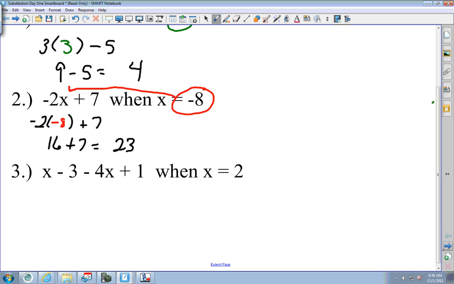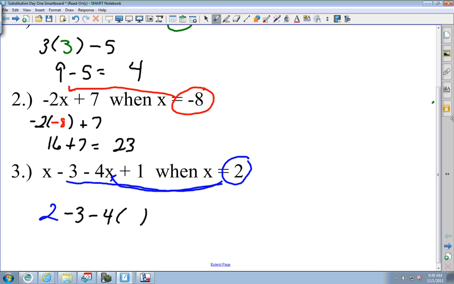Number 3. What about when x is 2? Well, there we go. Take this 2, and we need to put it in wherever there's an x. See, there's an x here, and there's also an x right here. Okay, I wrote kind of crazy here. All right, so I'm going to put the 2 in for x right here. So I have 2, and then let's write minus 3 minus 4 times x. x is 2. And plus 1.